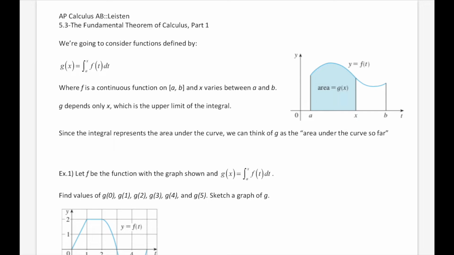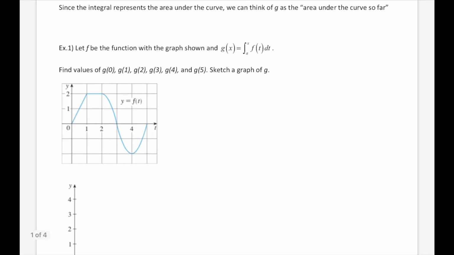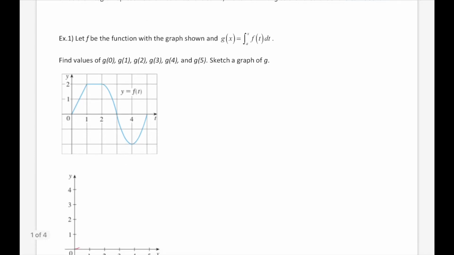Now, since the integral represents the area under the curve, we can think about g as being the area under the curve so far, from a up until whatever value x is. So we're going to take a look at this. F is going to be our function shown below, and I want to evaluate this function g of x, where it's the integral from a to x of f of t dt. So we're going to find values of g of 0, g of 1, 2, 3, 4, and 5, and sketch a graph of that function.